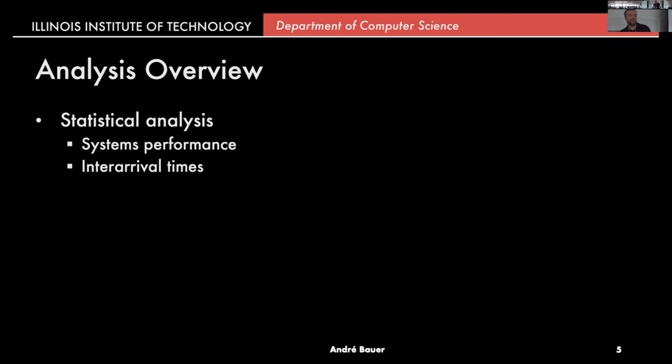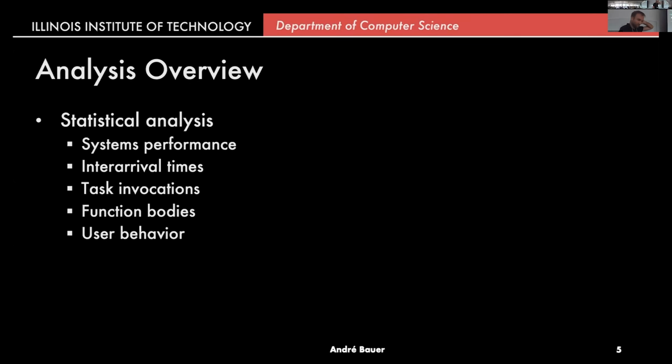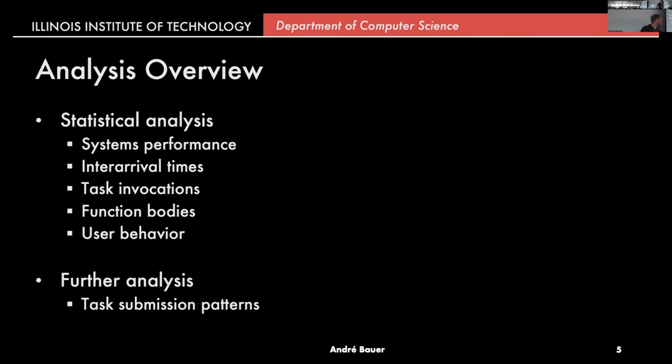How often were requests submitted? We were interested, for example, in whether we have power users. How are the tasks invoked and so on? And we also analyzed the function bodies. You will see it in a second. We're interested in user behavior and we're looking, for example, at different patterns. Are there, for example, recurring users or users that have some spikes and then don't do anything anymore?